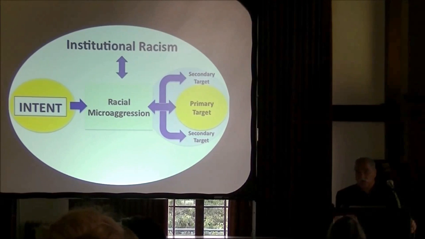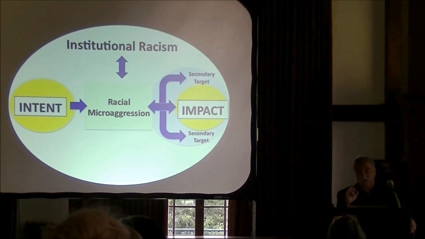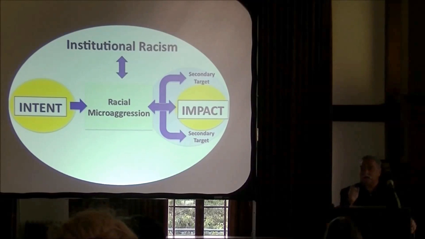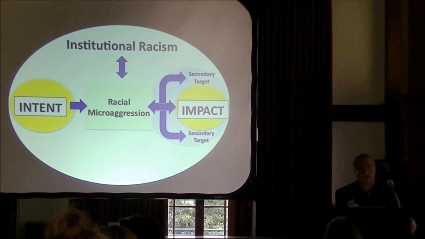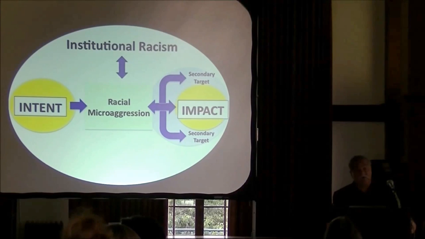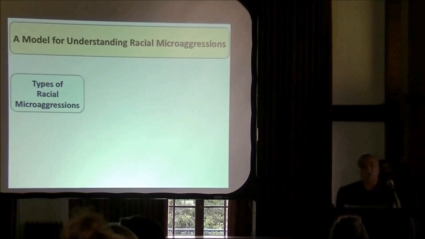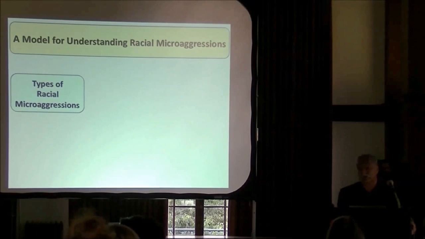Although I do the work, as I'll show you in a second, from the perspective of the target. But I look at the impact. I look at the impact of the racial microaggression on the person on the receiving end of that microaggression, right? And I will look at the perpetrator, but I'll look at that perpetrator only through the eyes of the target, right? That's the work that I do. So here's another model that we're using. We'll take you through the different steps of this model. It's a model for understanding and possibly doing research on racial microaggressions. We can use that as a research tool as well.